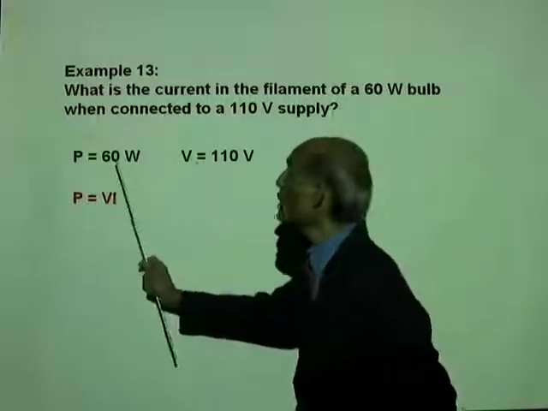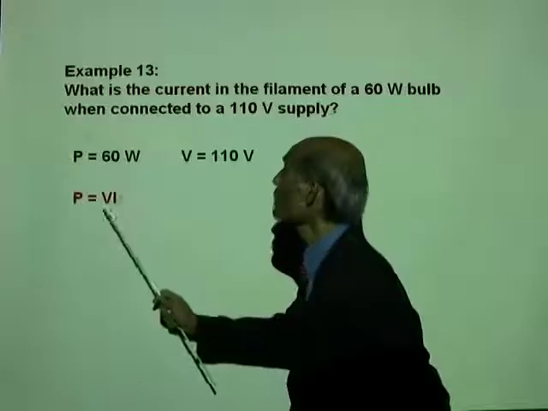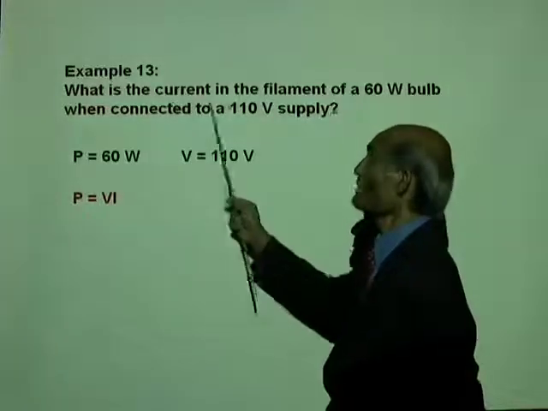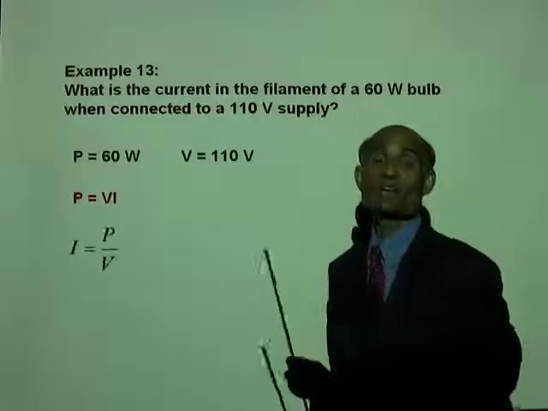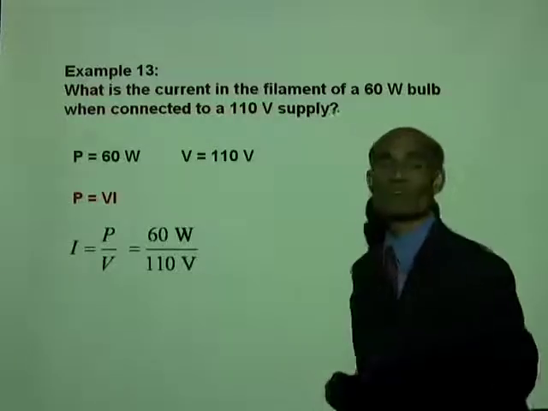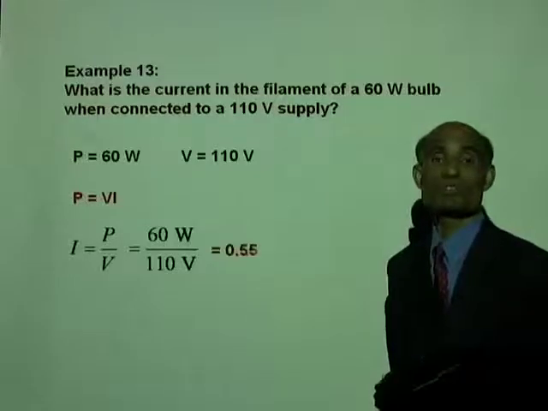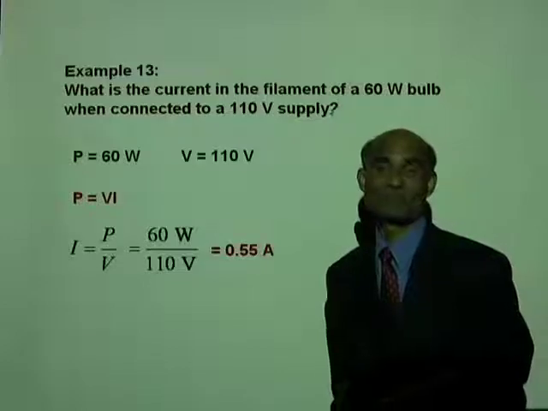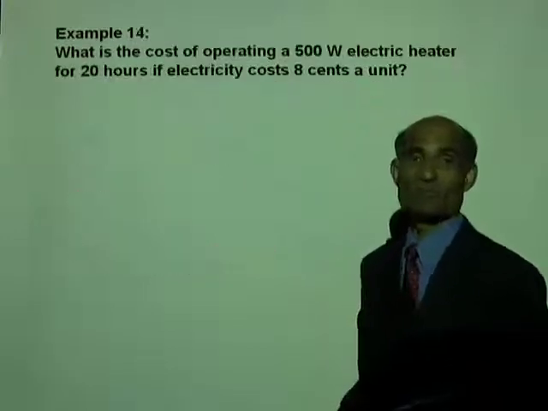We know the power, we know the voltage, therefore we need to find the current. What is the current? I equal to P over V. That will be 60 watt divided by 110 volts. That is 0.55 ampere.